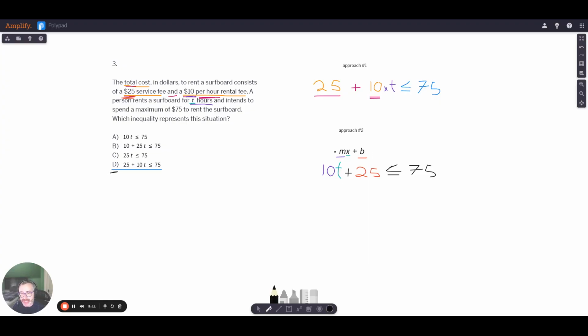Now, mx plus b likes to put our variable term first and then our constant. The story started with the constant first and then the variable term, which is why I think that they wrote it as 25 plus 10t instead of 10t plus 25. But if we know our rules of addition, we know that these are equivalent. So we could build it up from scratch, or we could recognize this as an mx plus b story, and we should get our answer of D. 25 plus 10t is less than or equal to 75 is the mathematical representation of this story.